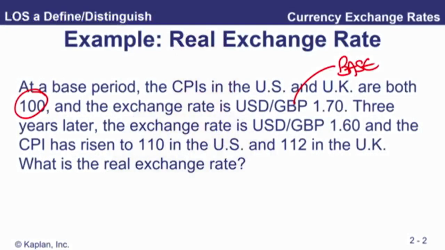3 years later, exchange rate is USD per GBP 1.60. That means the nominal exchange rate is 1.60. But now, CPI is 110 in the US, 112 in the UK. Again, I'm going to label. GBP is the base. Here's the UK. So that 112 is the base CPI. And as we noted, when we're trying to go from nominal back to real, we need the base CPI on the top. So what is the real exchange rate?